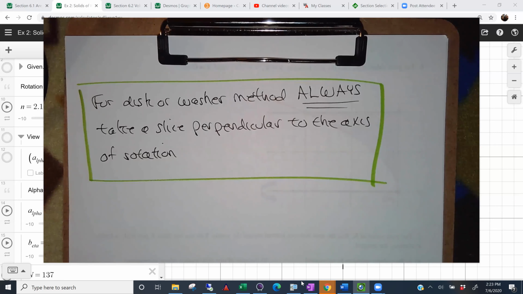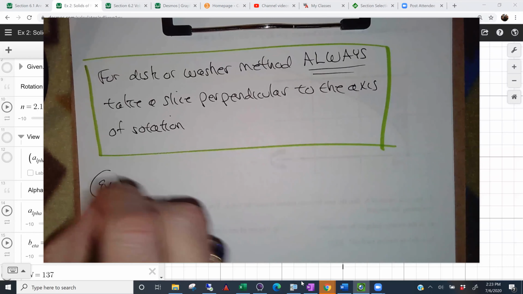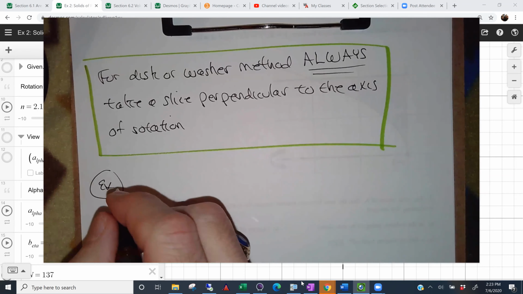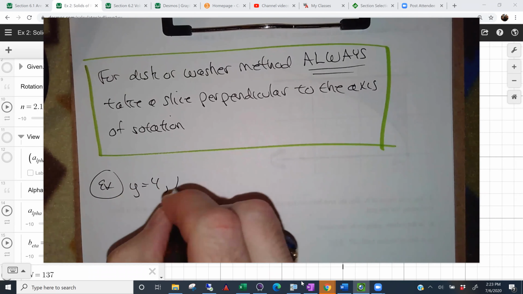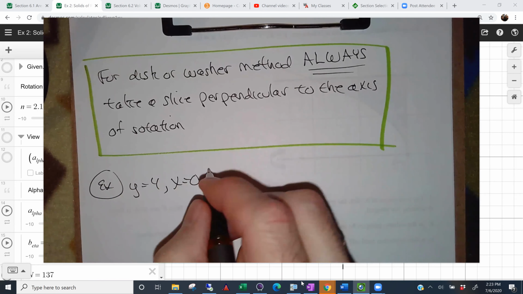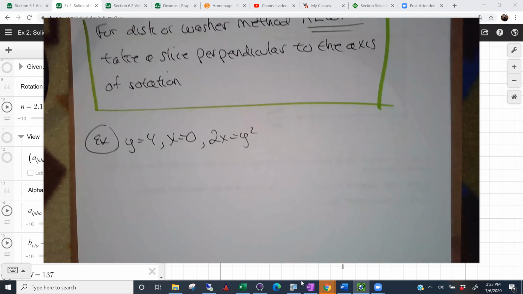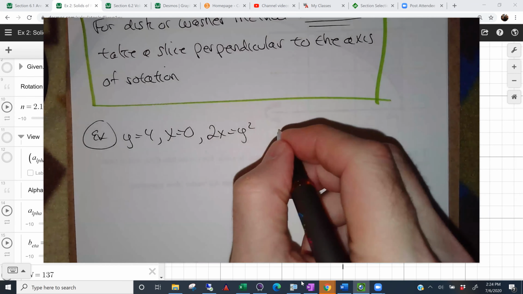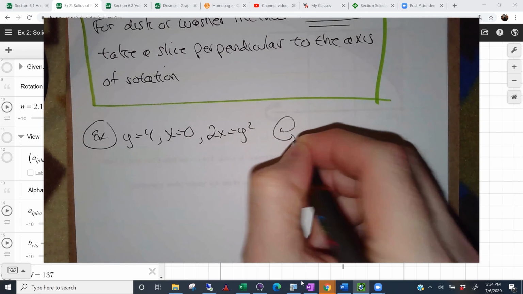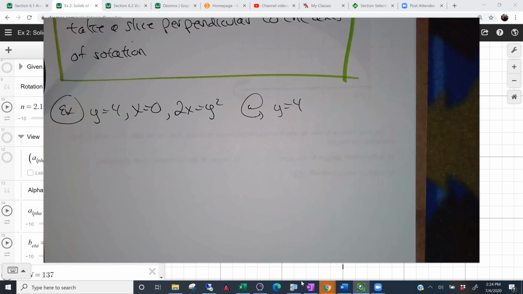So back to my example here. Let's take a look at this example. y equals 4, x equals 0, 2x equals y squared. And we're going to rotate this around the line y equals 4. So that's kind of interesting. We'll see what happens when we do that.